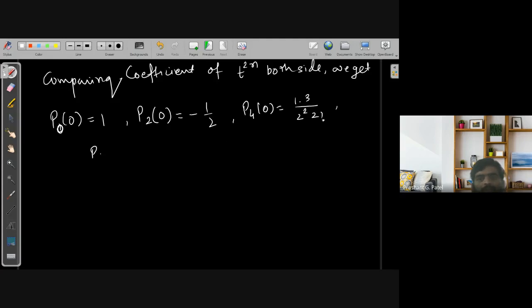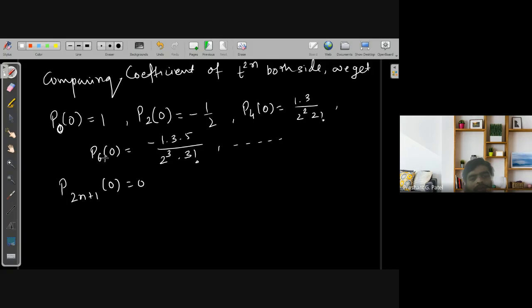Same way we have p raised to 6, p6, which is minus 1 into 3 into 5 upon 2 raised to 3 into 3 factorial, and so on. There are other things as well. And if you take the powers of p, n plus 1, then that will give you p at 2n plus 1 at 0 is 0, because there is no index having the odd term. That is p3, p1, all of them are 0.